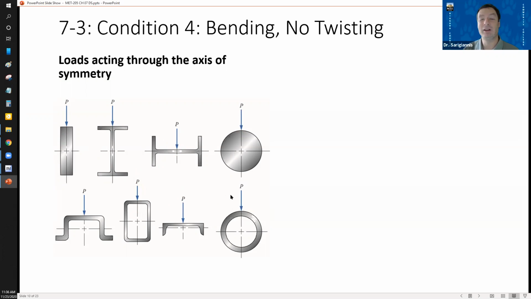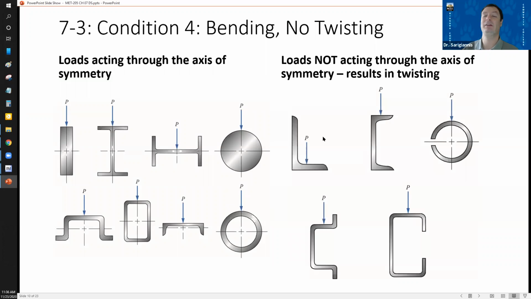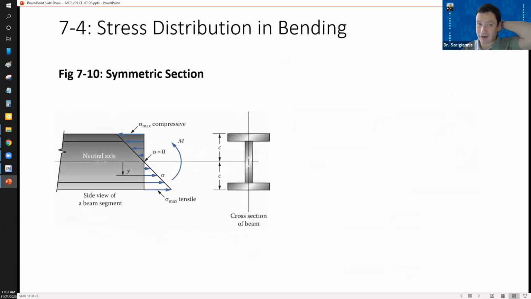That axis of symmetry. Now, if you do something like this, where a load is not acting through the axis of symmetry, you're going to get some kind of twisting. So imagine the load is being applied on this beam here. The beam is going to be bending, but it's also going to be twisting a little bit because none of these are symmetric. The load is being applied in the middle. It's not being applied at the centroid. So you're going to wind up with twisting of these beams. So you've got to be careful of that.